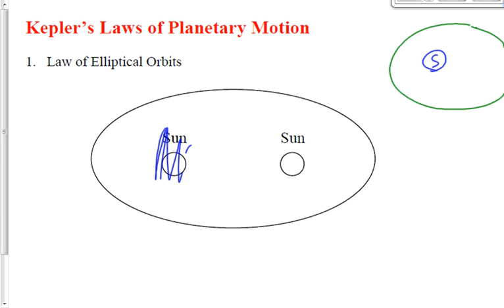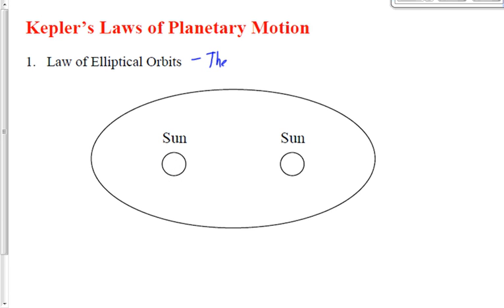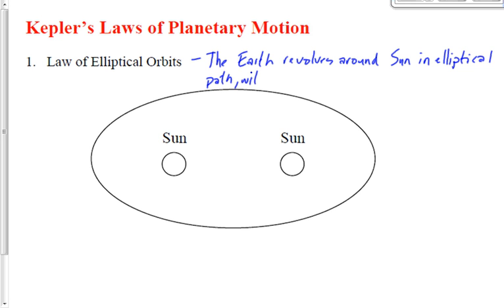Okay, I'll write this down in words here. We'll say the Earth, and once again, when I say the Earth, I mean the Earth and all the other planets, revolves around the sun in an elliptical path, with the sun at one of the 2 focal points.